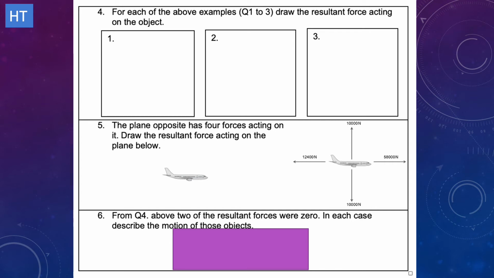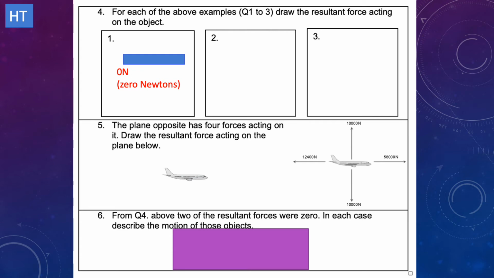Right, so number 4, here's part of the reason why I had you hold off on this. For number 4, for each of the above examples, questions 1 to 3, draw the resultant force acting on the object. So number 1, remember, was the book resting on the table. If it is resting on the table, then the resultant force should be 0. They're working in opposite directions with the same magnitude, which means that the resultant force will be 0. You just subtract them.